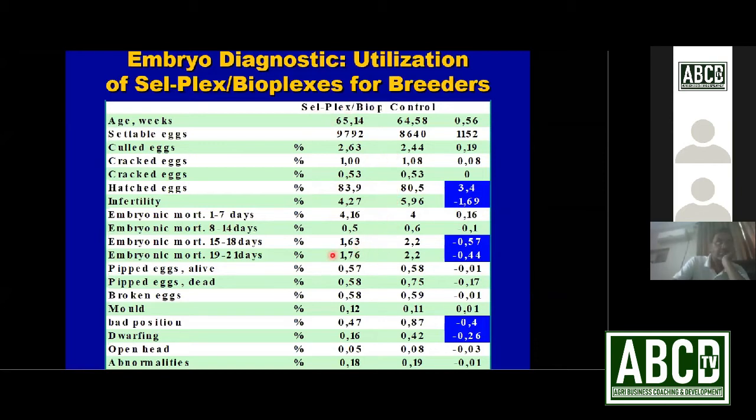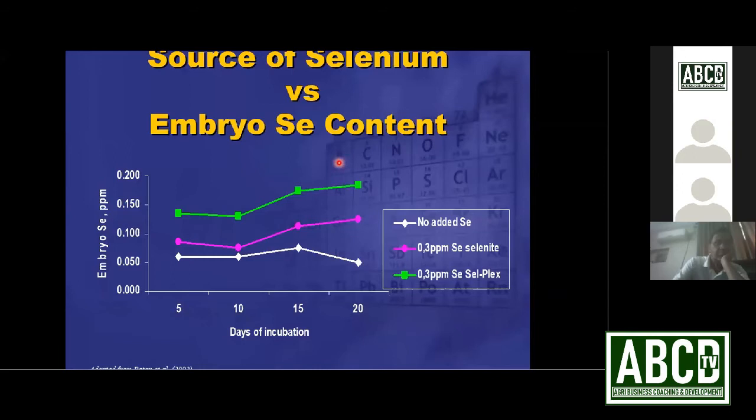At the beginning, we did not know exactly what was going on here. But later on, people examined the literature. People in Kentucky, University of Kentucky, Dr. Cantor and Neil Payton, published this paper here in which they compared no added selenium with selenite or with Cellplex. And you can see here, no matter which source of selenium you're using, from day 10 to 15 of embryo development, there is an uptake of selenium by the embryo, regardless of the source.